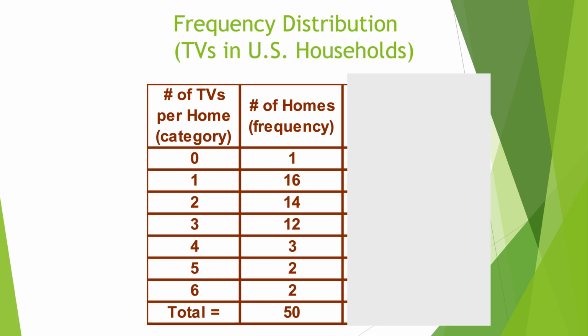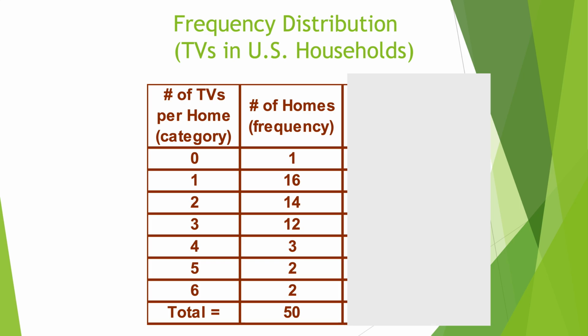Now, we did this a while back when we did that purple and white chart with the 50 TVs. So if you remember, we said that there was one home with no TVs, 16 homes had one TV, 14 homes had two TVs, and so on. So that is a measure of distribution, and it's with that we're going to start defining a few terms.